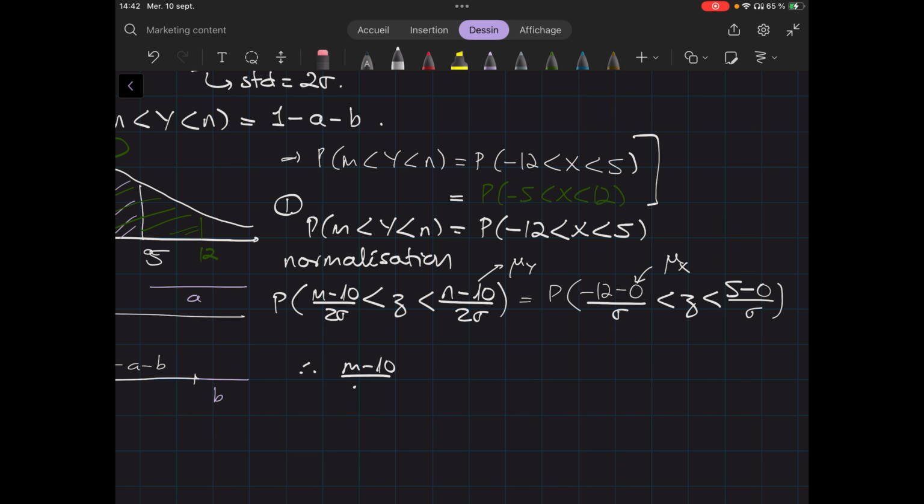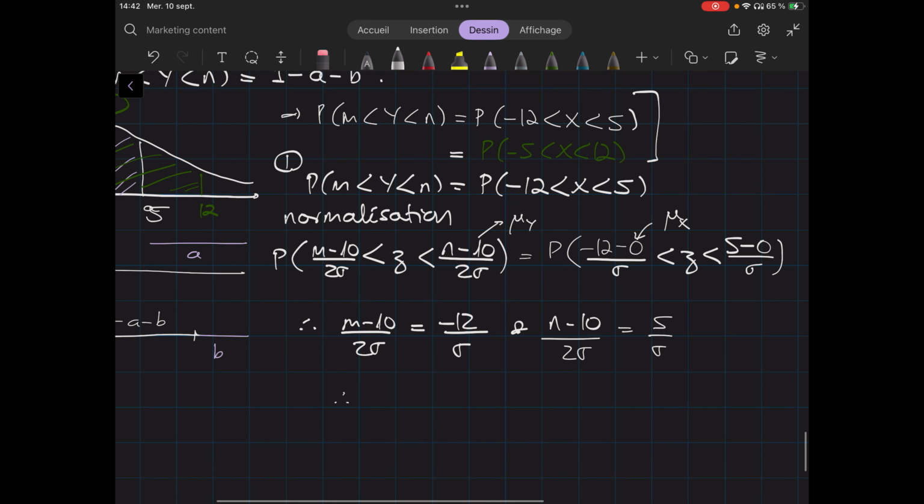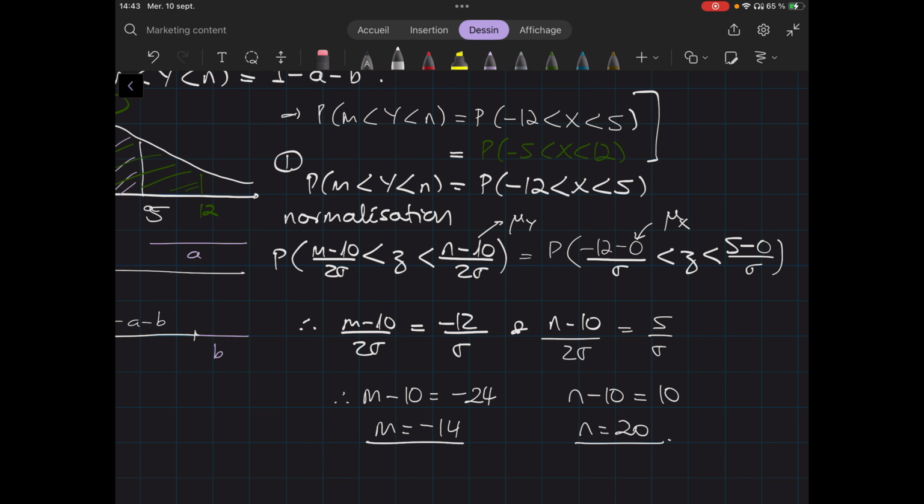Therefore, m minus 10 divided by 2 sigma is equal to negative 12 divided by sigma, and n minus 10 divided by 2 sigma is equal to 5 divided by sigma. In other words, m minus 10 is equal to negative 24, and n minus 10 is equal to 10. So m is negative 14, and n is 20. This is the first possible scenario, which is also part C1.